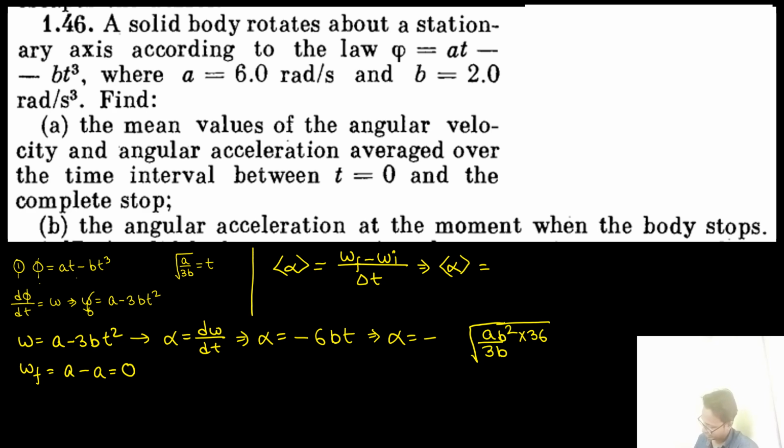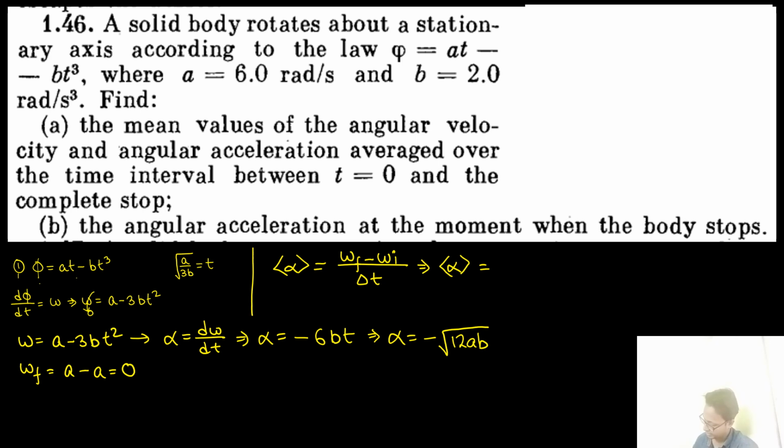Now let us evaluate. This b and b square would get cancelled. 3 12s are 36. So let's make it neat and clean. 3b gets cancelled, b square would get cancelled. 36 would become 12. So it would be under root of 12ab. This is the answer. This can also be written as under root of 4 into 3ab, or 2 under root of 3ab. Okay. So now let us put the values and get all the answers.